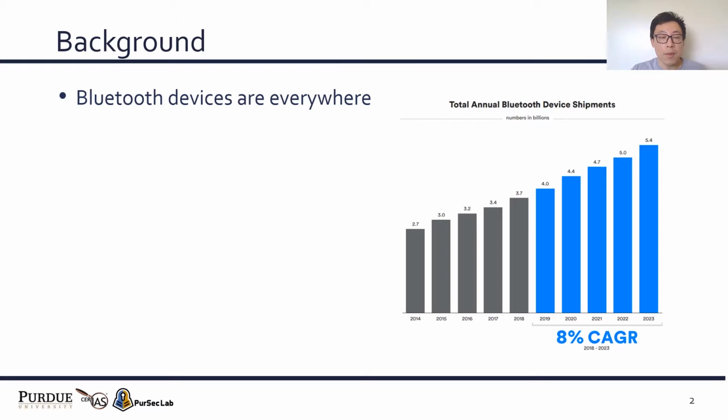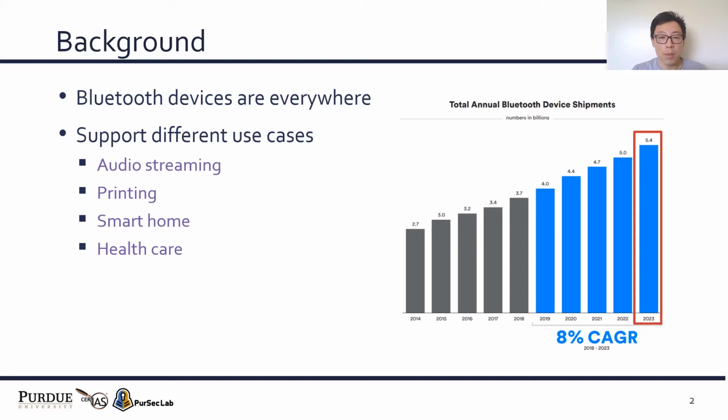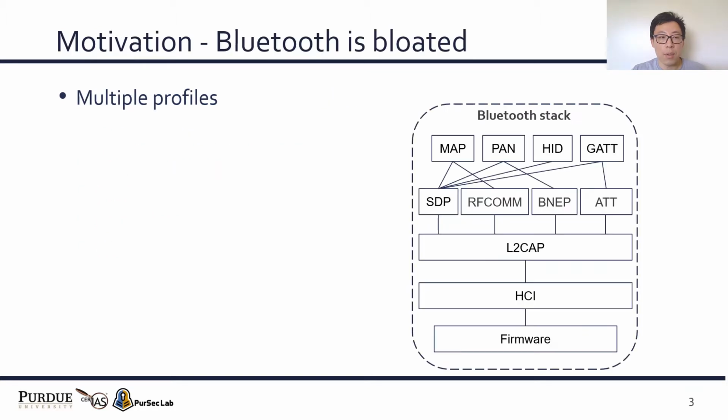So Bluetooth devices are everywhere. According to the Bluetooth Special Interest Group, there will be over 5 billion Bluetooth devices all over the world. And Bluetooth can be used in different cases, such as audio streaming, printing, smart home, and healthcare. Supporting the different use cases means that the stack is bloated.